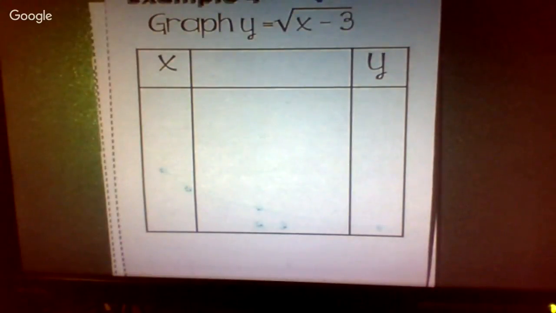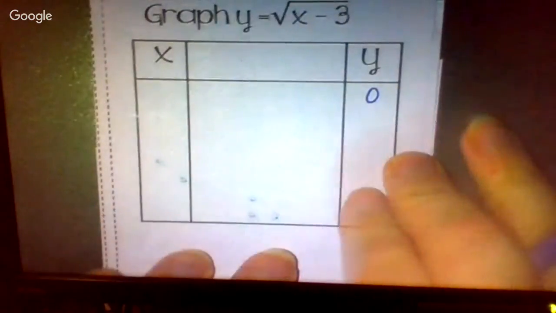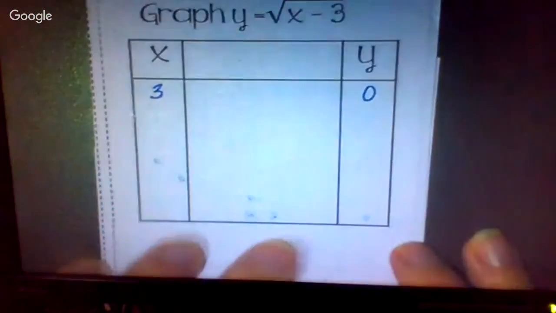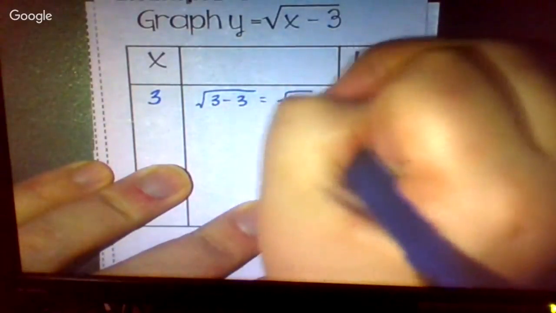Okay, so this one's going to be slightly difficult because we've got to figure out ways to get x values that I can take the square root of. So what can I plug in for x here to give me a y value of 0? What can I plug in so this becomes the square root of 0? A 3. I can plug in a 3 for x, and my output is a 0 for y. Because watch what happens. You get the square root of 3 minus 3, which is the square root of 0.